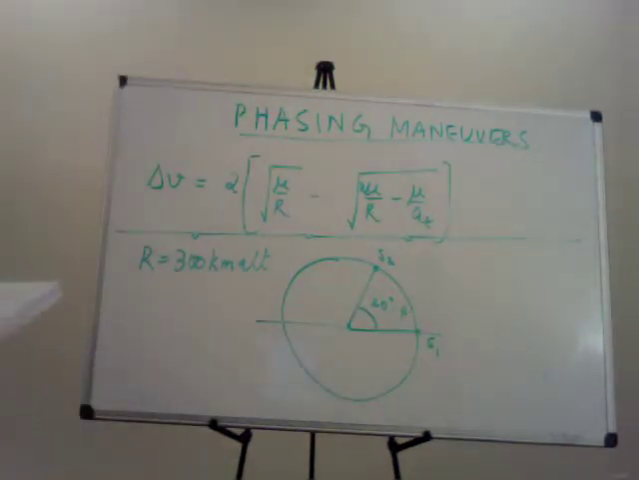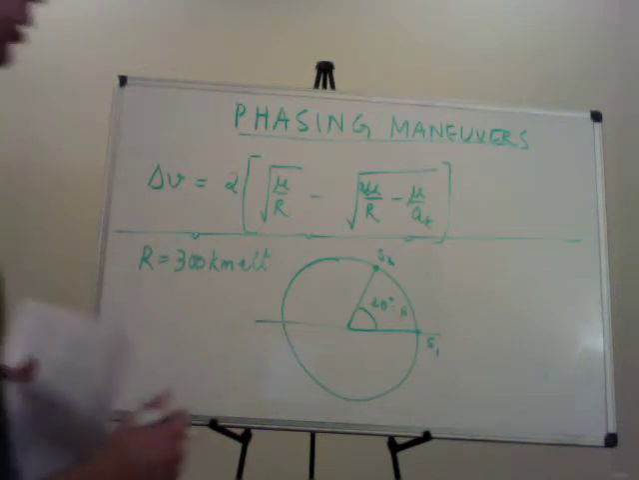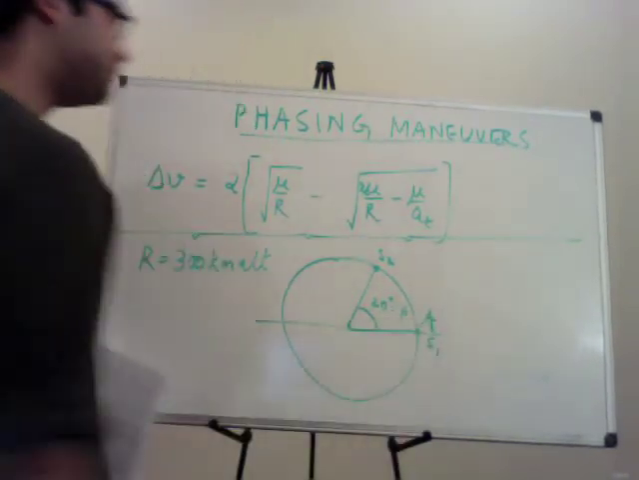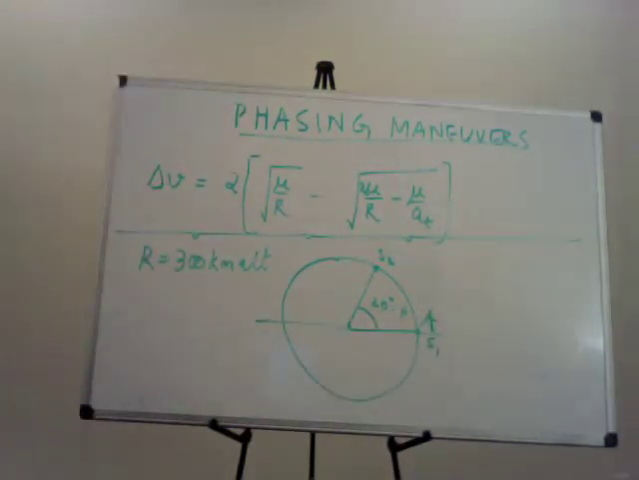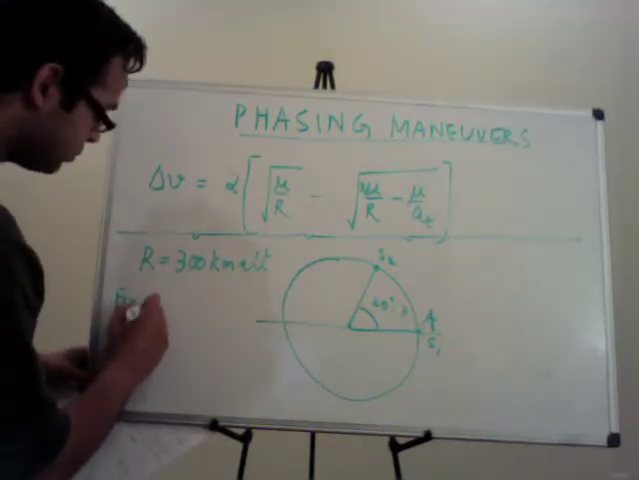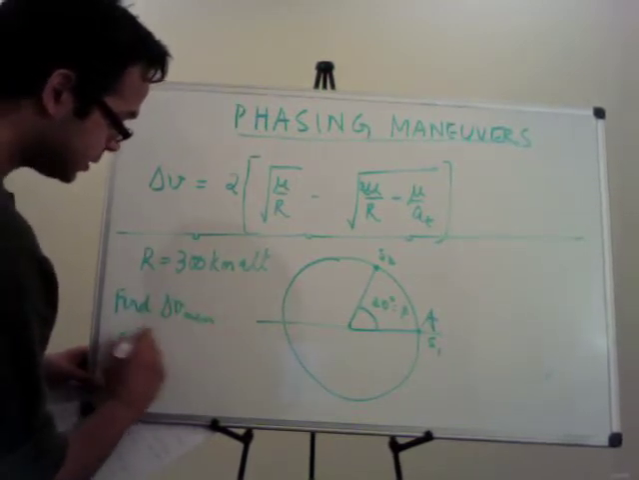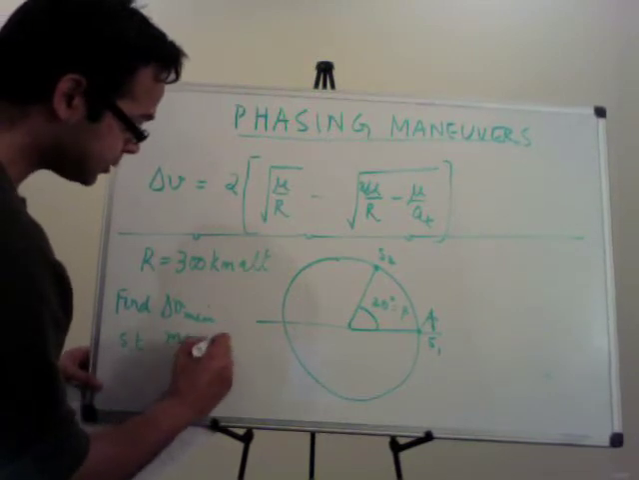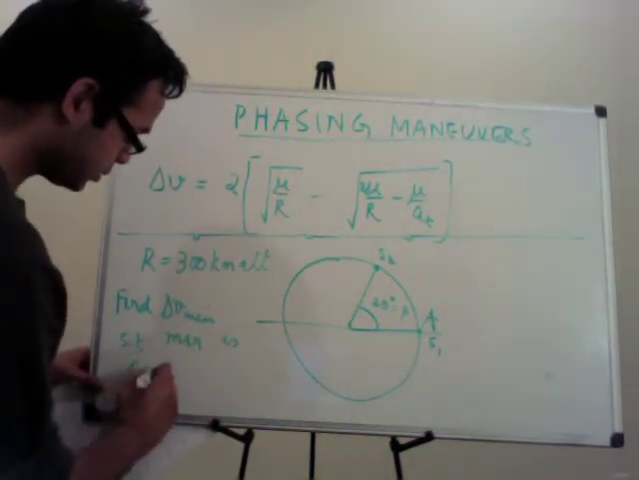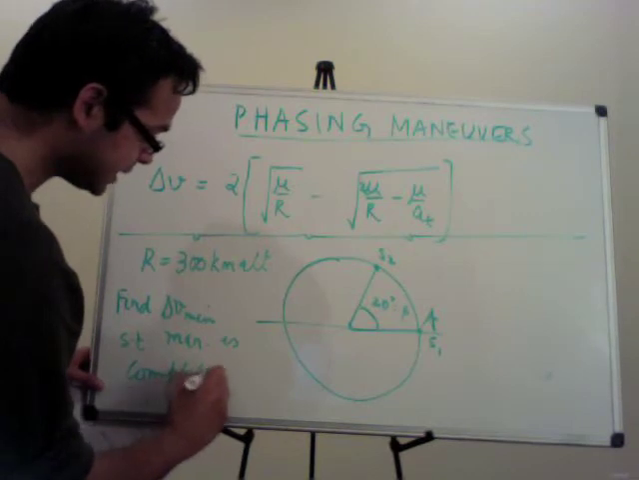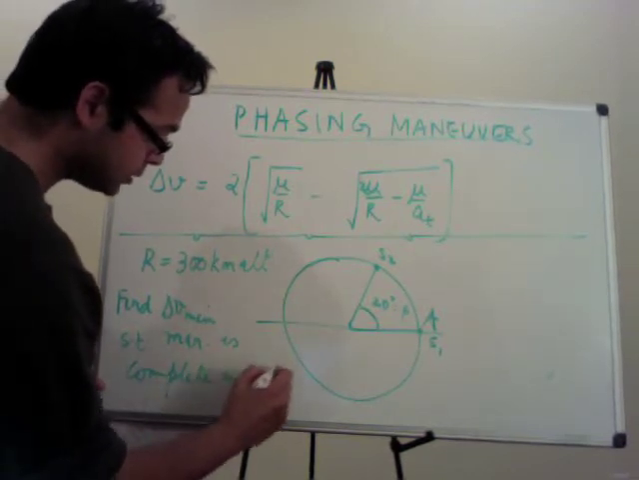The objective is to do a phasing maneuver involving spacecraft S1 such that the rendezvous takes place at point A, and we would like to find the minimum amount of delta V. Find delta V min for this maneuver such that the maneuver is complete in less than 10 hours.